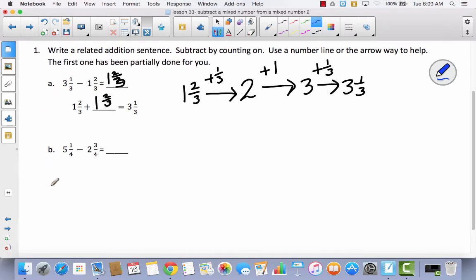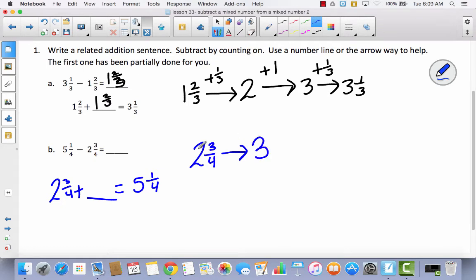Same strategy. So we're going to start by writing the related addition sentence. So I'm going to say, well, I'm really trying to figure out 2 3/4 plus what will get me to 5 1/4. Okay, so let's start at 2 3/4. And I want to get to the next whole number. Well, the next whole number from 2 3/4 would be 3. So I'm basically wanting to know what would it take me to get from 2 3/4 to 2 4/4, which would be 3. So I would have to add 1/4.